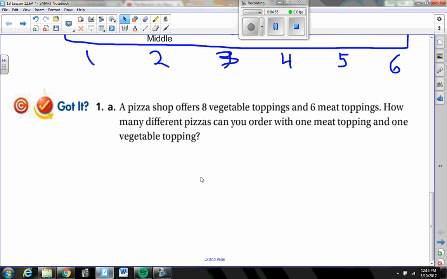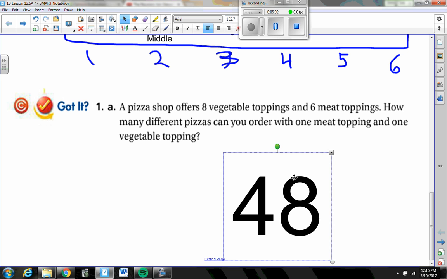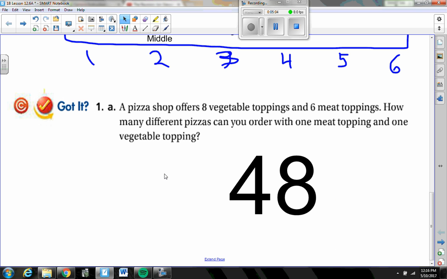Now the multiplication counting principle says if I have 8 ways to do the first choice and 6 ways to do the second choice, I have 48 total ways to make those two choices. So the correct answer is 48 total different pizzas. 48 pizzas.